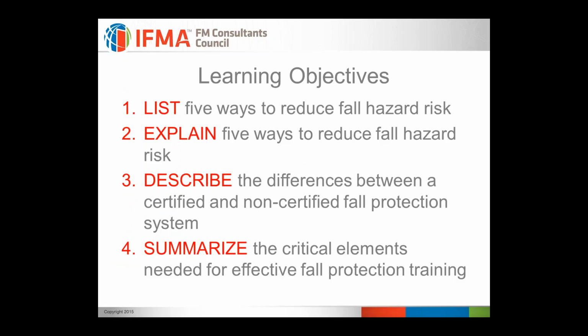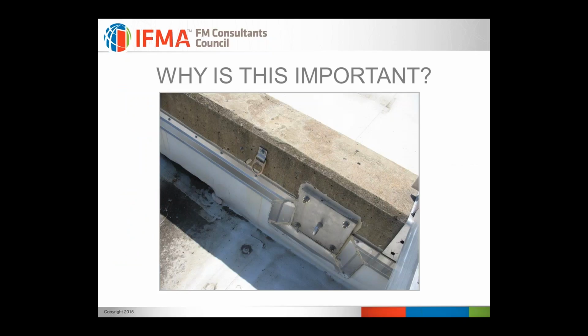So what we've found is there's multiple things that we can do to reduce fall hazard risk. I'm going to be talking about 5 of some of the, I guess we're calling them the top 5 ways, but certainly there are other things that can be done.